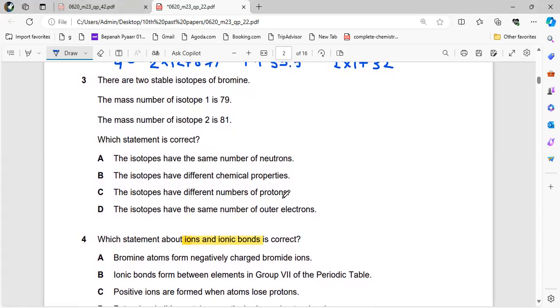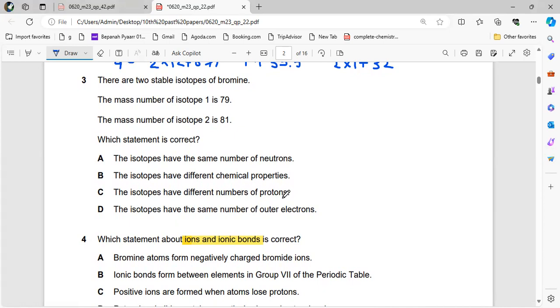There are two stable isotopes of bromine. The mass number of isotope 1 is 79. The mass number of isotope 2 is 81. Which statement is correct? The isotopes have the same number of neutrons. No, isotopes have different numbers of neutrons.